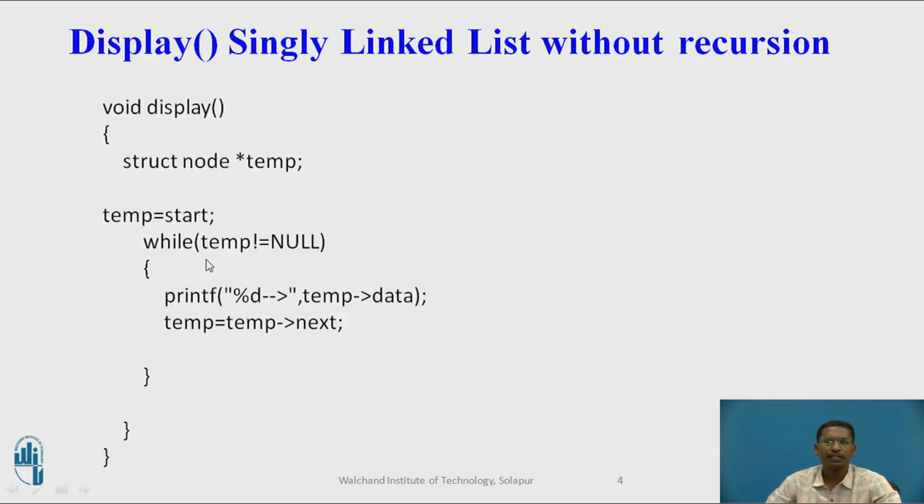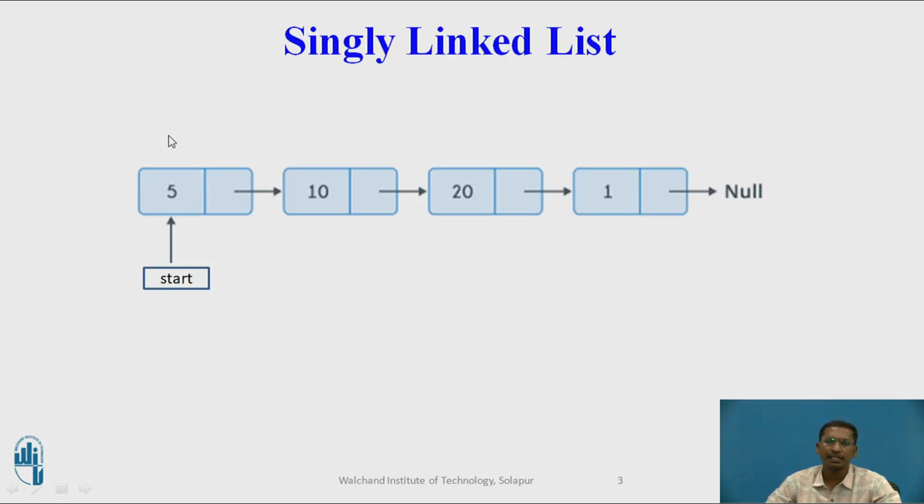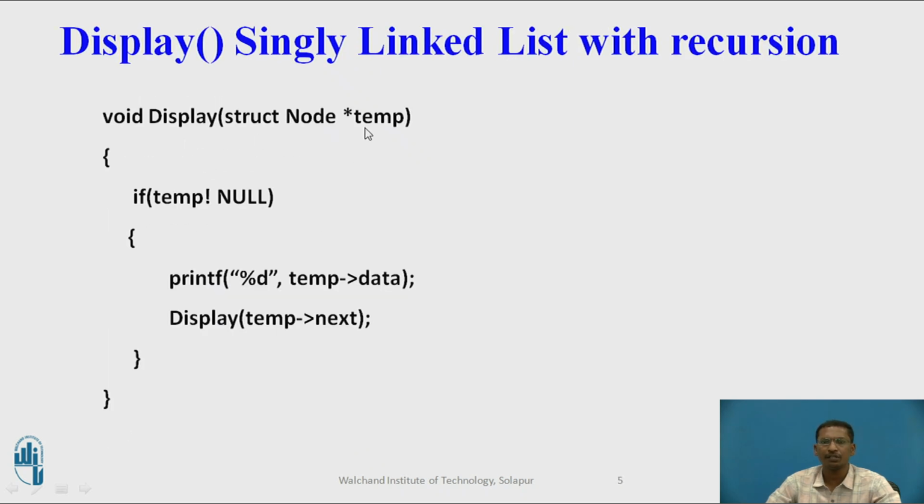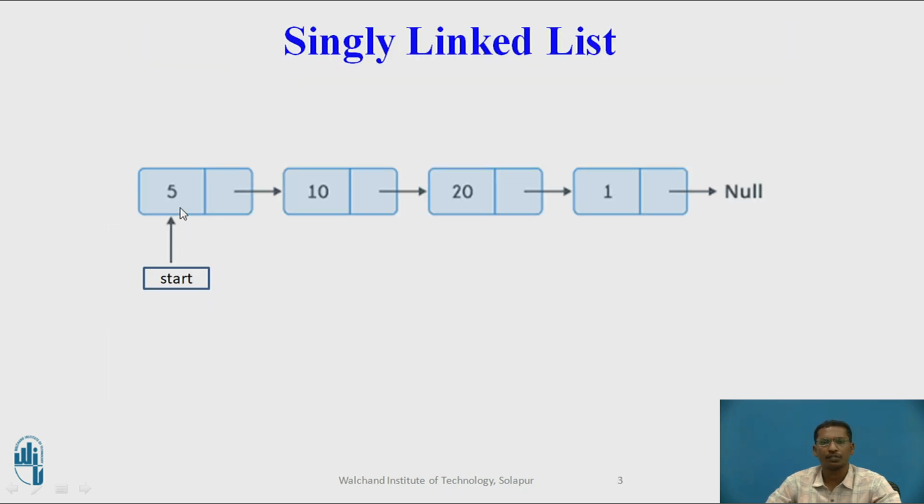Okay. So how will it work? Initially we are passing start, the address of the first node, to the display function. In this display function, temp will point to the first node, that is 5.